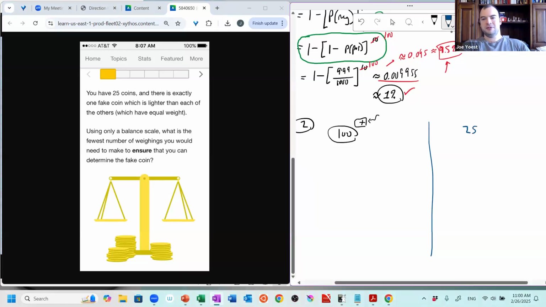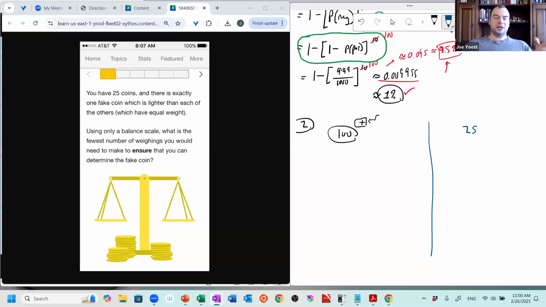We have 25 coins, and exactly one of them is fake. So what's the fewest number of weighings I need to ensure that I found the fake coin? What's kind of my best worst case? What's the best I can do as a worst case scenario?